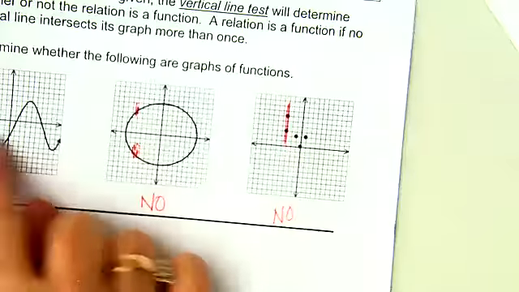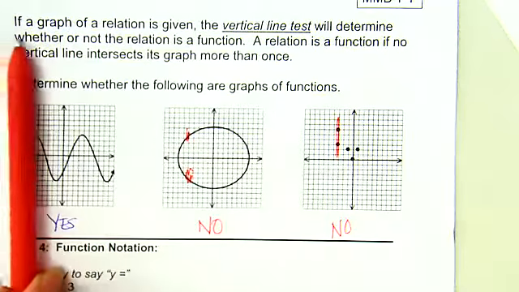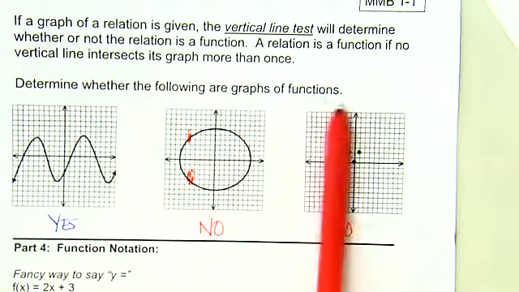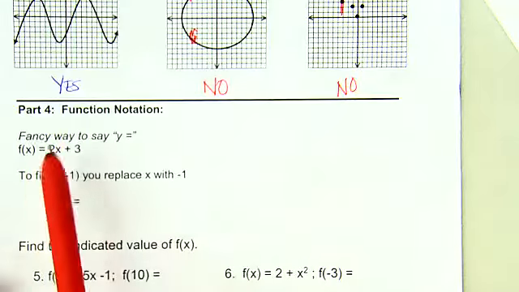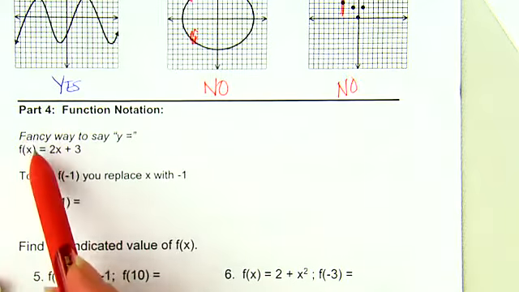The top of the page has the vertical line test. So we went through that where we just kind of said yes, this one's a no, that's a no. So this is part 4 where it says function notation. Function notation is when you see this f of x.